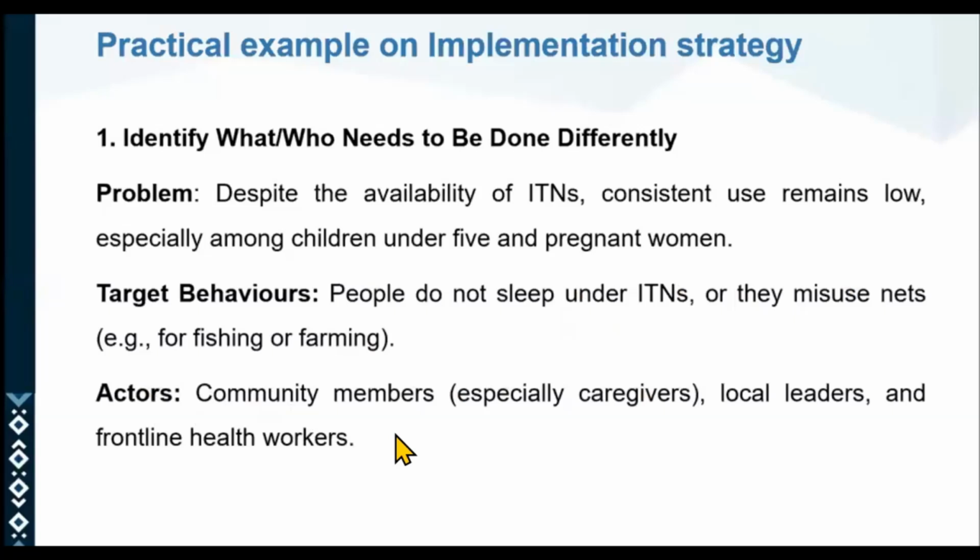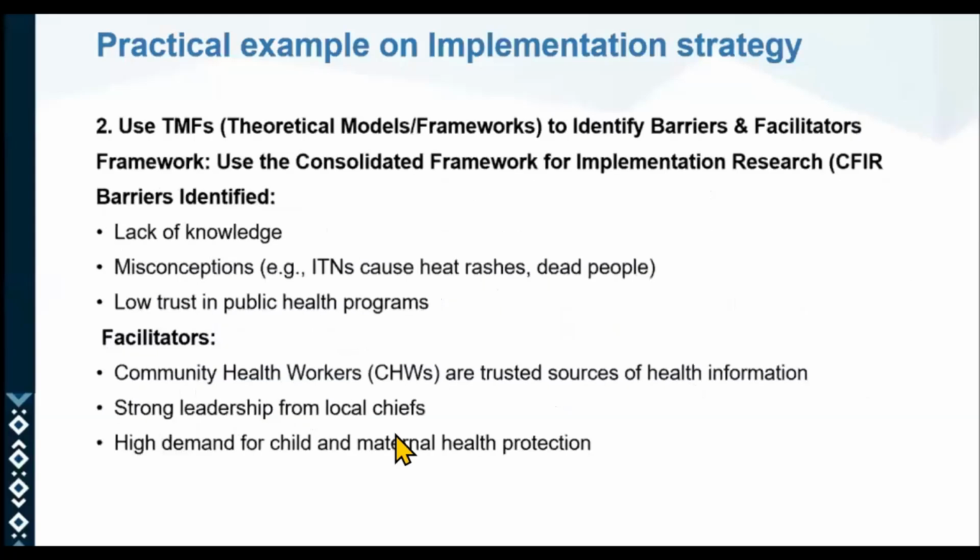So the second part is that we have to use a theoretical framework to be able to identify our barriers and facilitators, because our strategies need to be implemented based on the barriers and facilitators that we have identified. For example, we have lack of knowledge. The people actually don't know how to use the mosquito net. We have misconceptions. They believe that sleeping under the mosquito net causes heat rash. They also have the idea that only dead people use mosquito nets. Also, they don't trust their local public health programs.